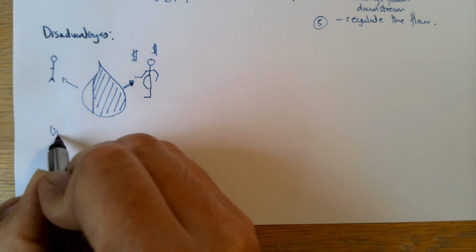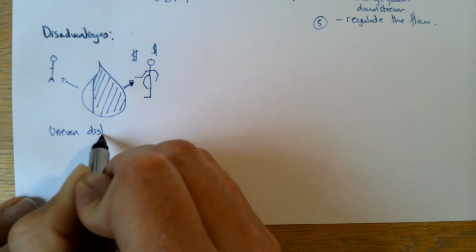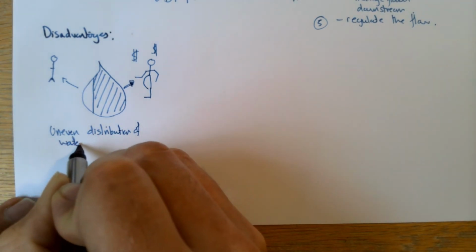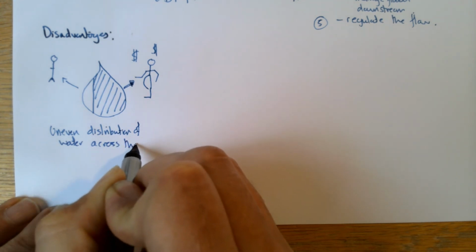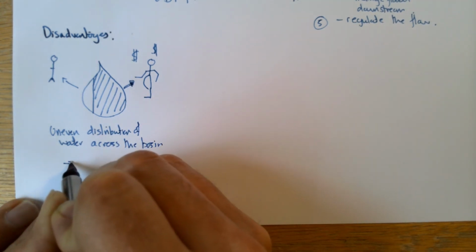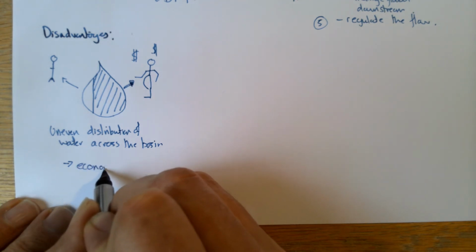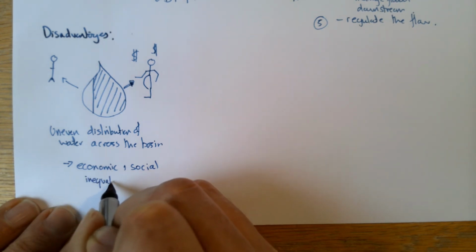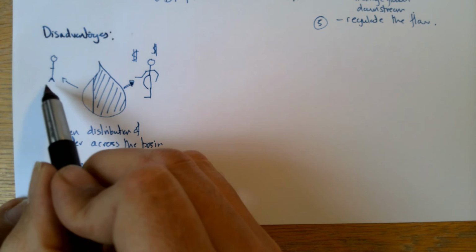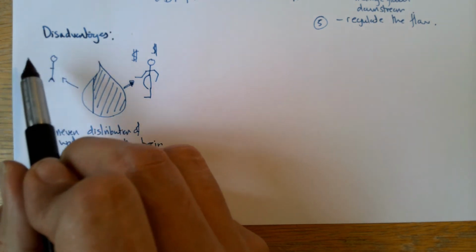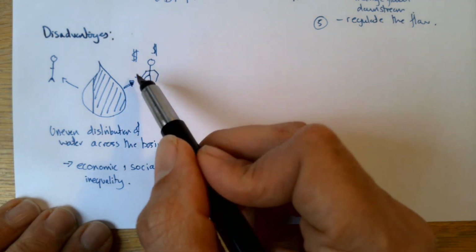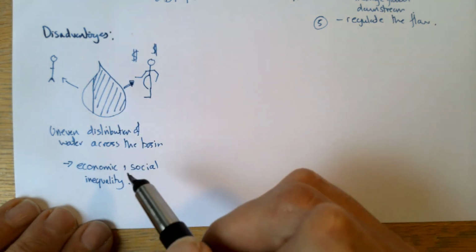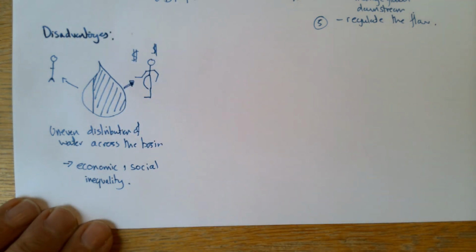So we can talk about there being an uneven distribution of water across the basin, and this leads to economic and social inequality. The quality of life of this farmer and her family is going to be significantly lower than this farmer and her family who have money to buy medicines, extra foodstuffs, education, and all the benefits that might come with having a little bit more income.